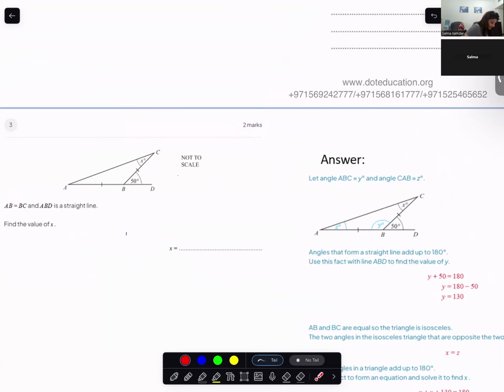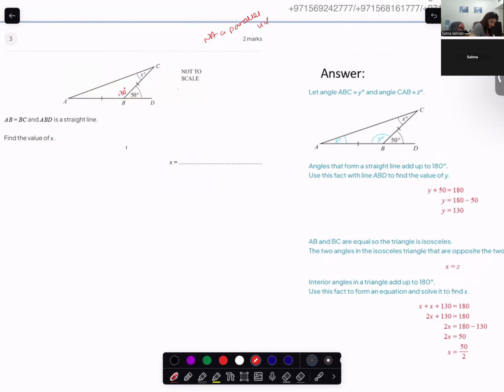I know angle Y is going to become 130 degree because it is a straight line. This we already found out. According to us, angle X is 50 degree because of alternate angles. I cannot use alternate angle property because this is not a parallel line. This was the mistake that was happening. Okay, so you have to be very careful.